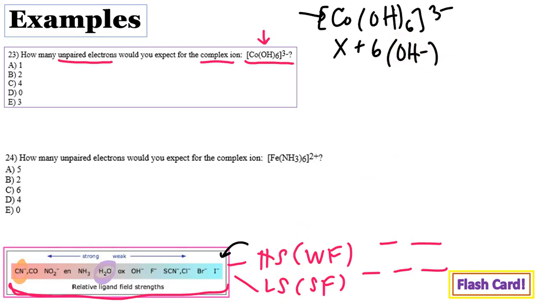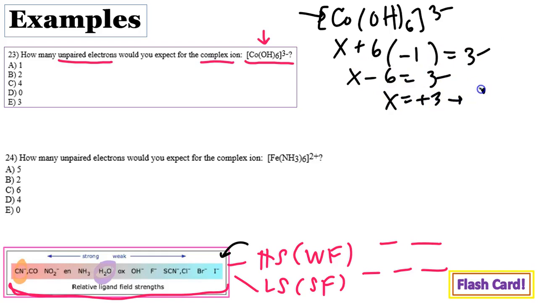Okay? So each OH is going to be minus 1. So instead of just writing OH minus here, I'll just write the specific charge. And that whole thing is going to equal 3 minus. So we have X minus 6 is equal to minus 3. And so X is going to equal plus 3. That means we have a cobalt that is 3 plus. And so what we have to do is go further because we want to know the number of electrons that this cobalt 3 plus is going to give us in its d orbitals.